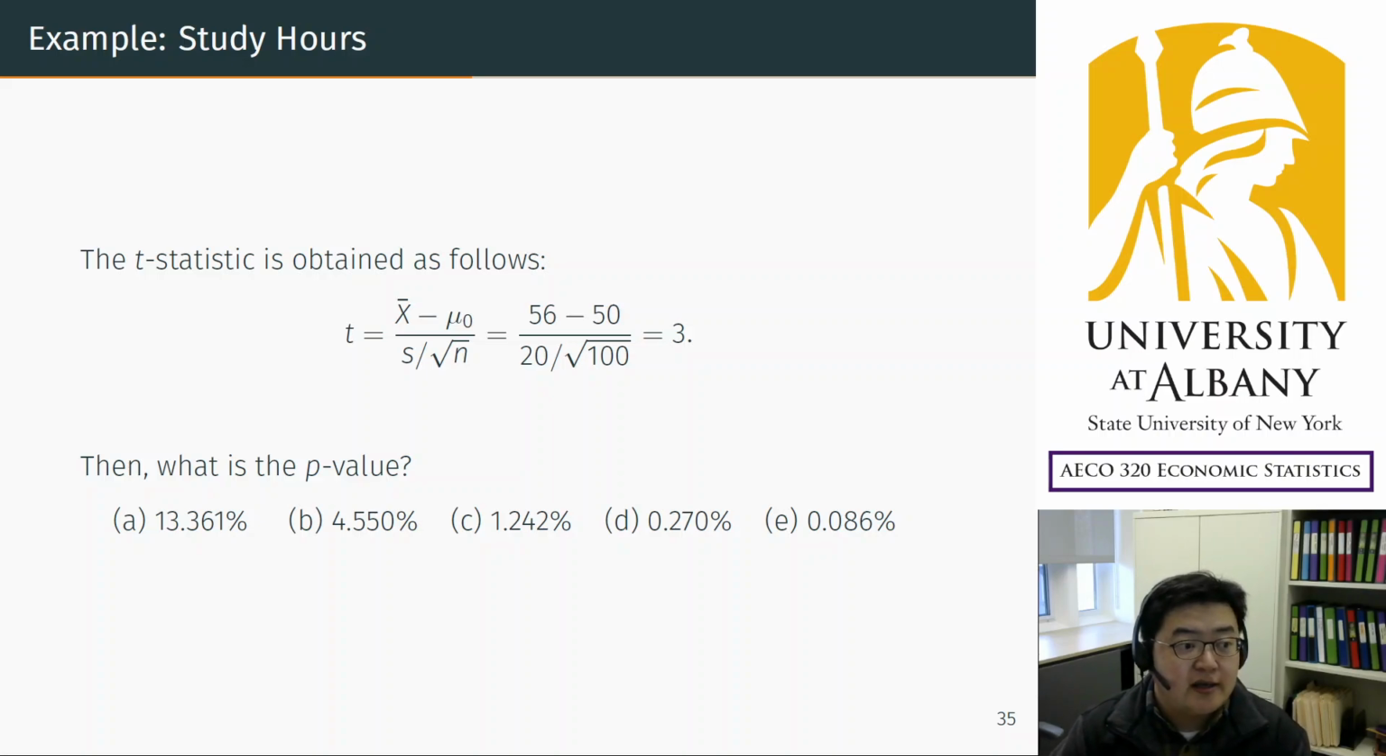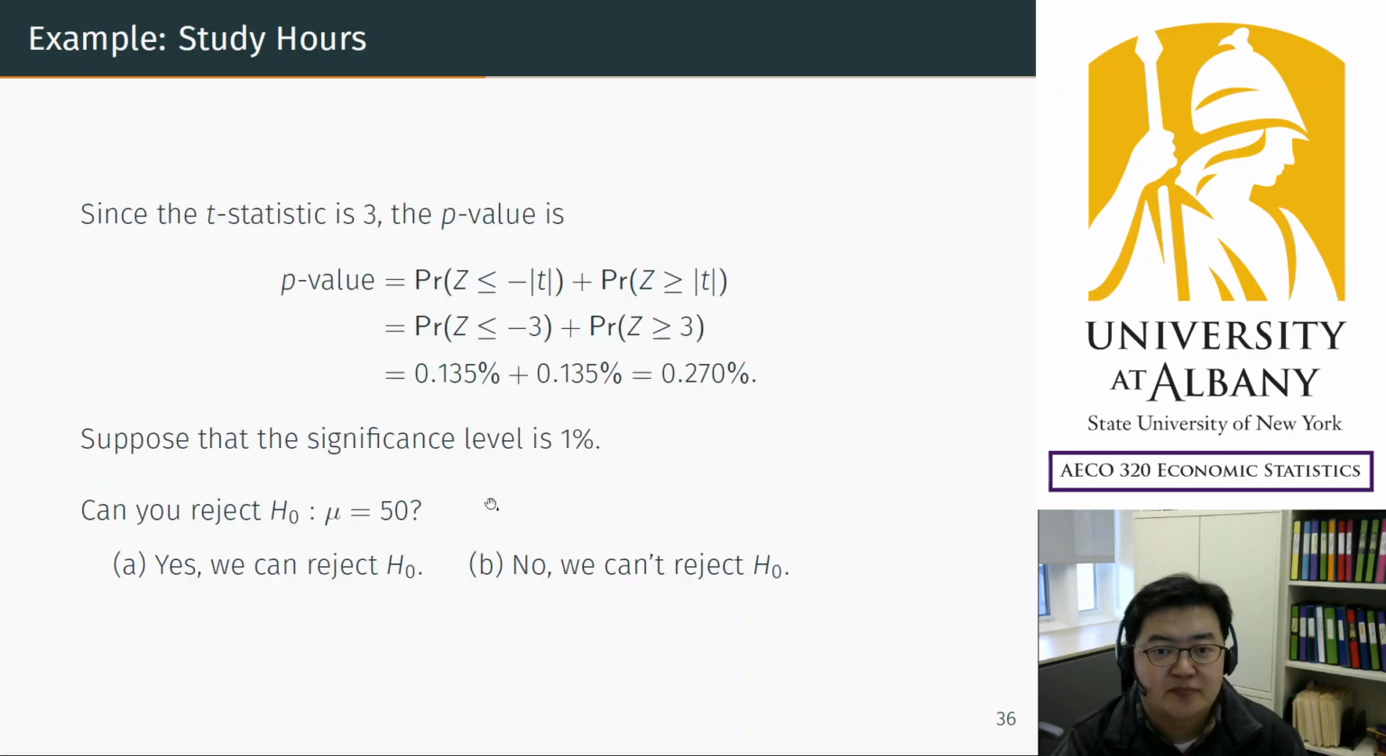Okay, so I gave you this exercise in the previous video, and you need to calculate the p-value based on the t-statistic. The t-statistic is 3, so the p-value is the probability outside plus or minus 3, because you have to consider a negative shock equally as the positive shock. And then you can calculate 0.270%.